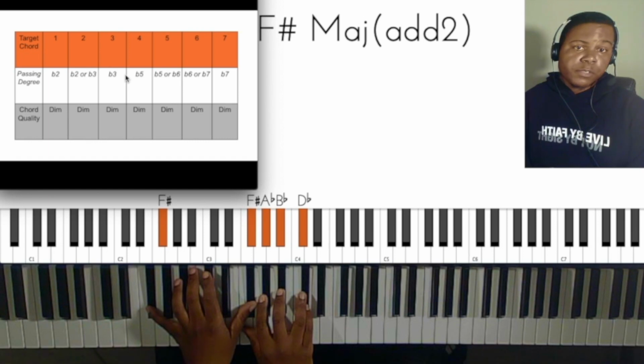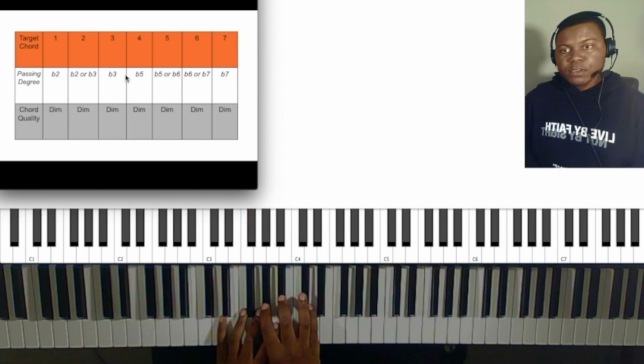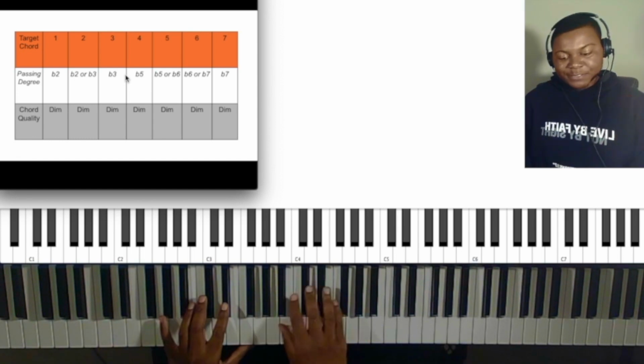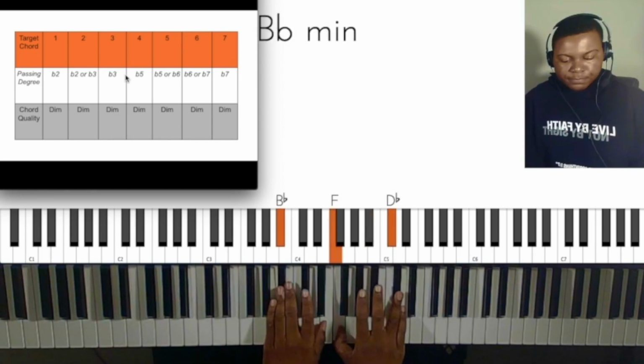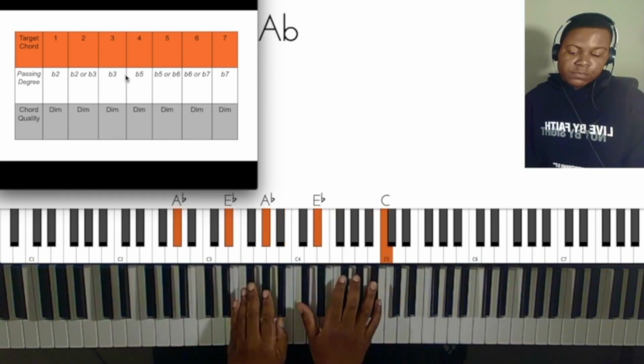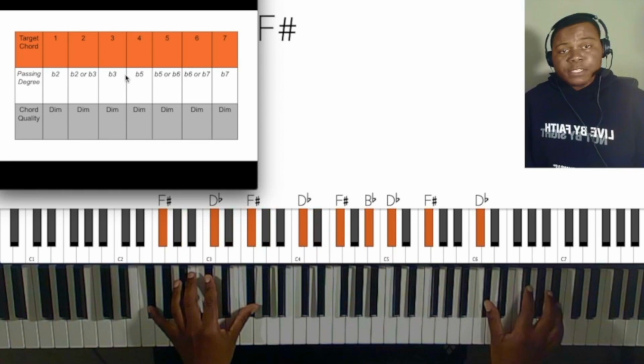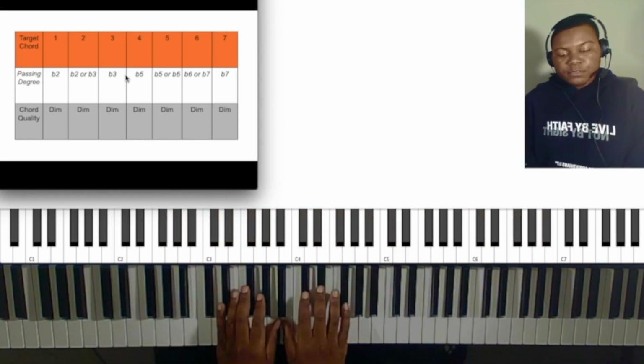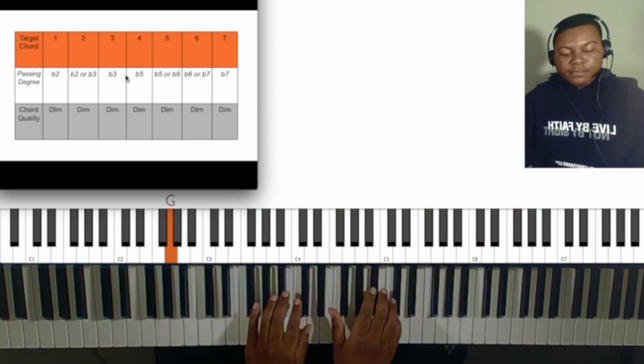My target is the 4 now, right? Well, it seems like there's only one option, so I can only approach the 4 from the flat 5 by descending down. That might be the original progression, right? But to add a passing chord between the 5 and the 4, I'm going to have to use the flat 5.